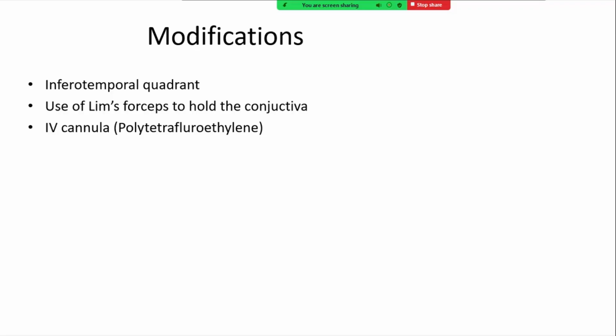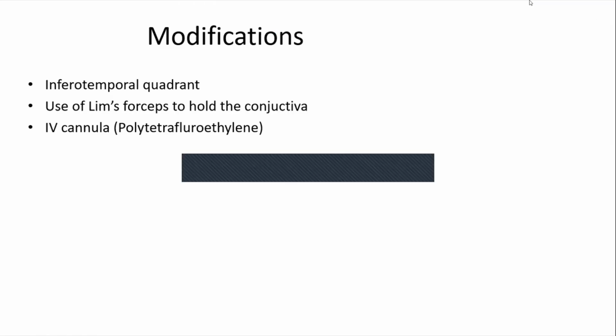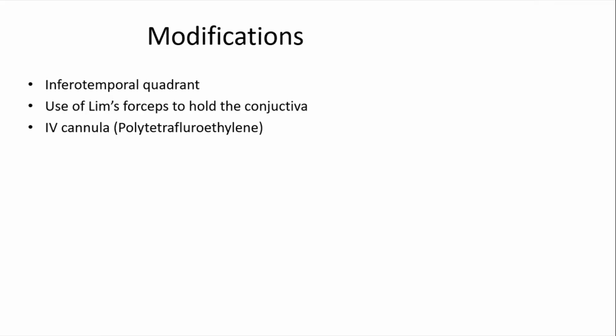So other modifications, we can even use the infratemporal quadrant, especially in a very thin, soft globe. In order to prevent globe penetration, we can use the infratemporal quadrant. And you can sometimes even use a Lim's forceps to hold the conjunctiva so that you have better visualization of the space when you're entering. And an IV cannula made up of polytetrafluoroethylene has also been used for PST injection.